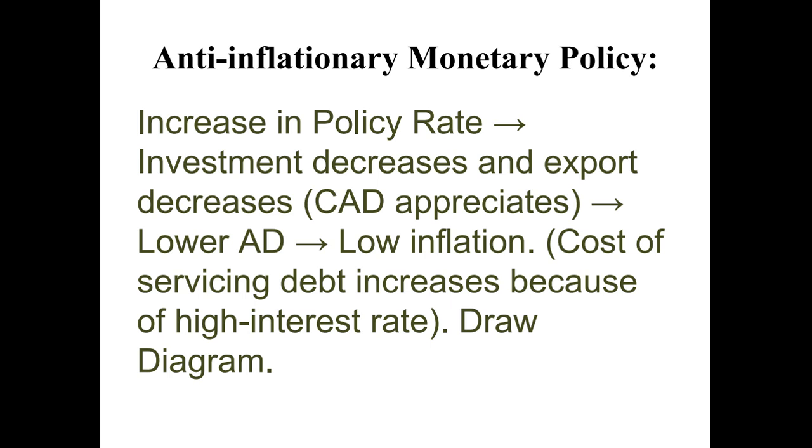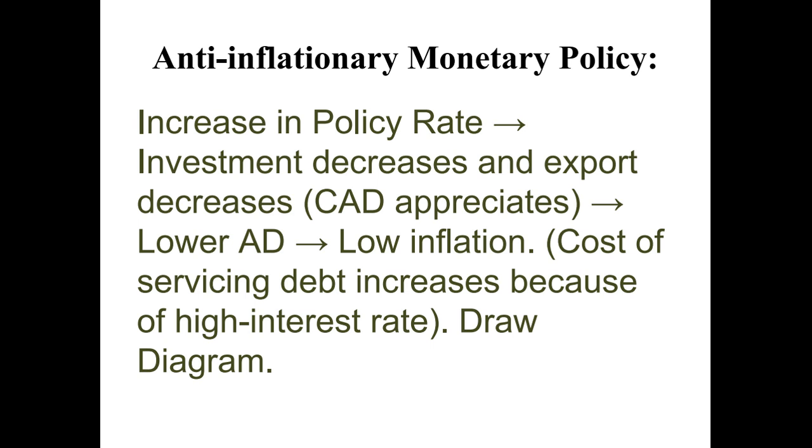And you know that investment and exports are two important components of aggregate demand. So aggregate demand will shift to the left. That is, we have lower demand in the country. What would happen? Low inflation. Cost of servicing debt increases because of high interest rate. Because the government also borrows money to make certain expenditures. So if the rate of interest is increasing, then the government will have to pay a higher interest rate on those borrowings. So that is one caveat, one problem.